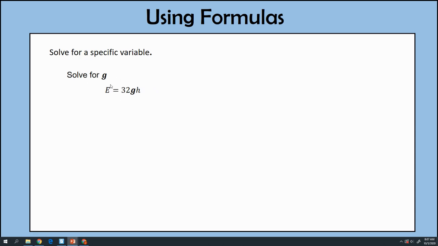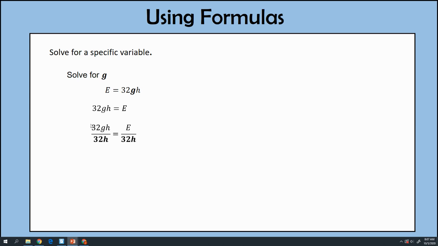Last example here: E equals 32GH. We want to solve for G. Okay, so there's the G I'm solving for right here. Now, when you look at this one, this is a product. This is one term. It's 32 times G times H. And I'm trying to isolate the G. So what we want to do is divide by 32H on each side.